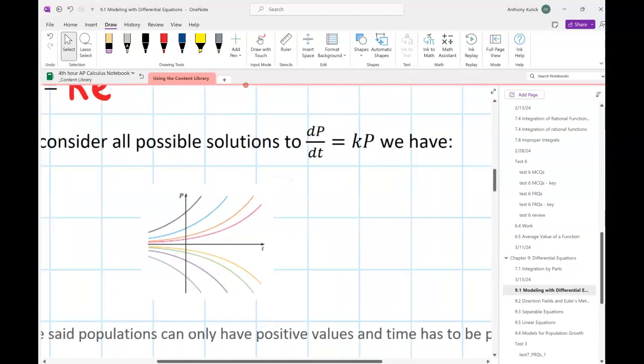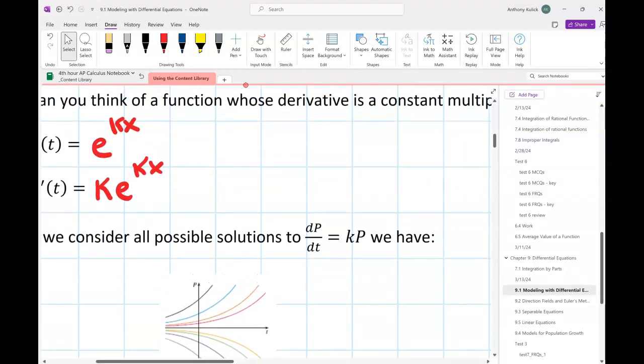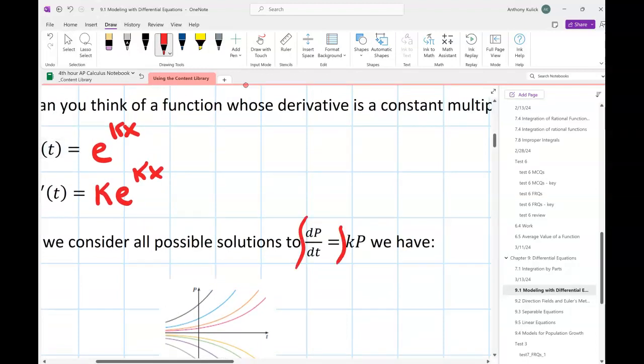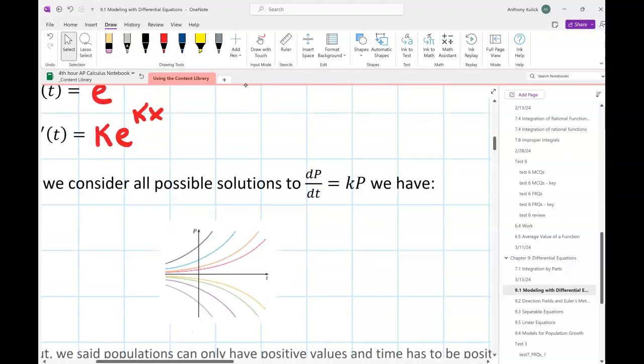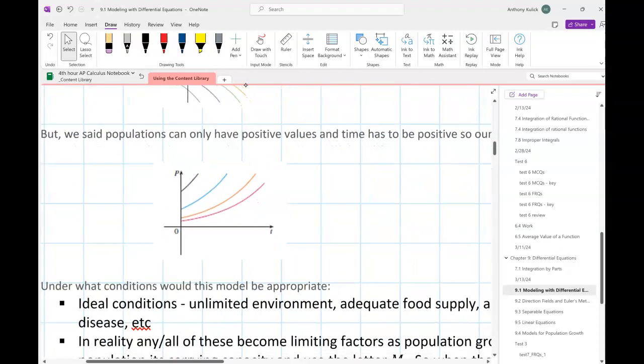Now, if we consider all possible solutions to that differential equation, you're going to have infinitely many, right? Because what do you really have when we integrate this? You get something like that, right? Because of the plus c, we have infinitely many of these things. But remember, population can only be positive, so guess what we're going to do to all that stuff? See you later. Discarded. All right.